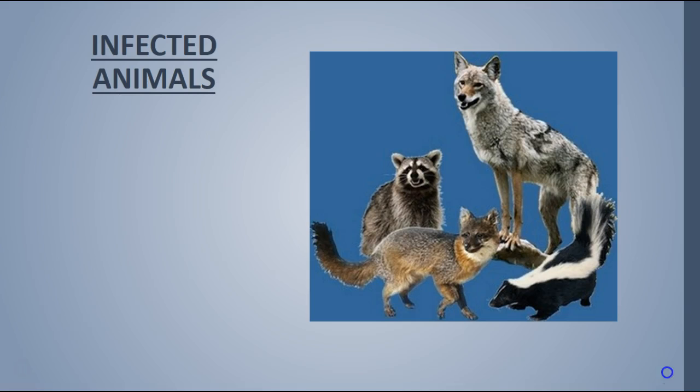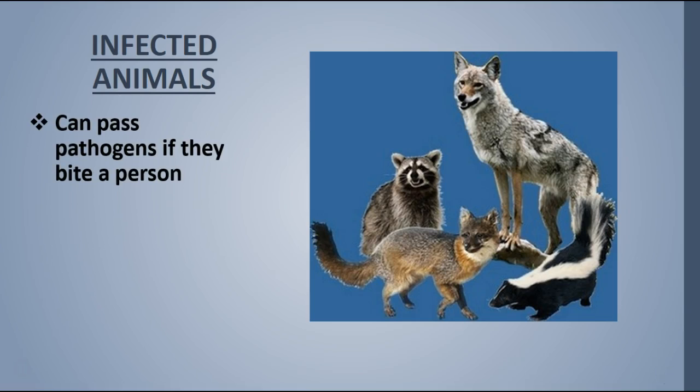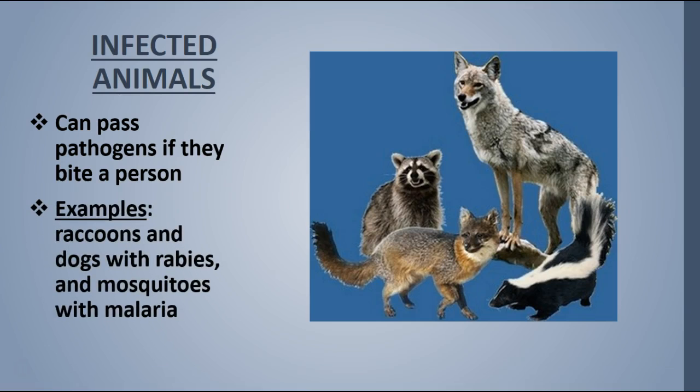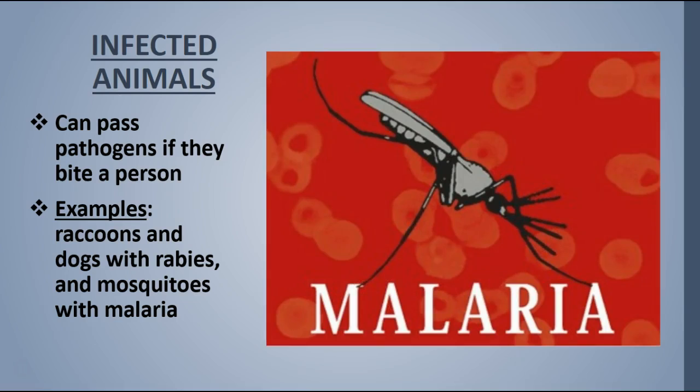And then disease can also spread through infected animals. When an infected animal bites you, it can pass that pathogen on to a person. An example would be raccoons and dogs and skunks, and these wild animals can carry rabies. And if they bite you, you get rabies. And also mosquitoes carry a pathogen that causes the disease malaria. And you catch that disease by being bitten by the mosquito.